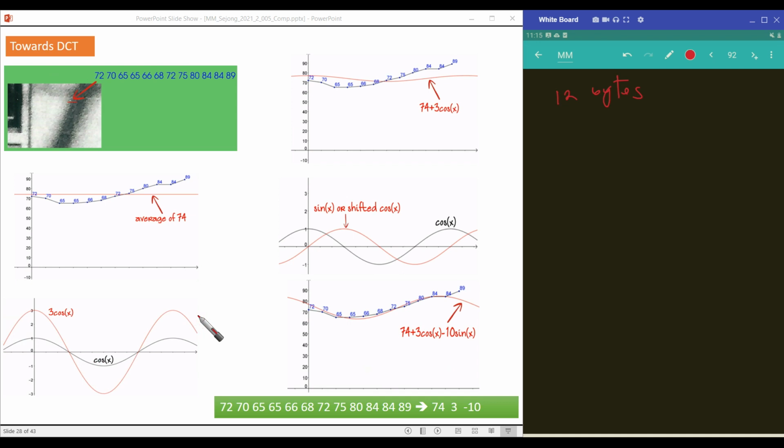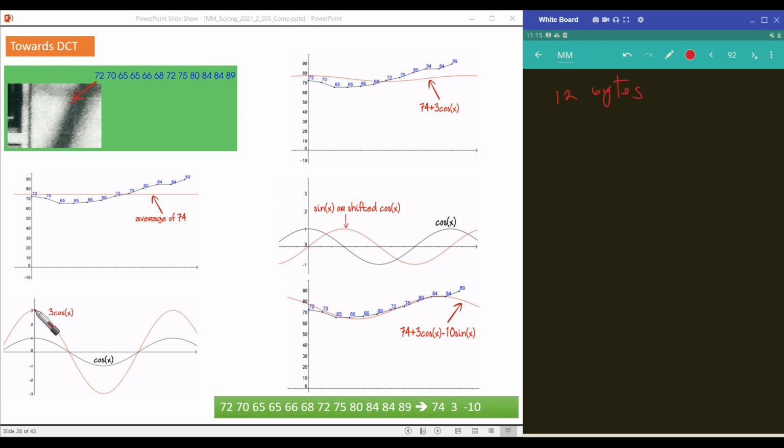Now how about if we just add up this 3 cos x with this 74? So this 3 cos x was basically oscillating around this 0 line, right? And now, if we oscillate around this average line, it will look like this one, you see. So our red line was 74, and now this red line is oscillating around this 74 because we just add up this 3 cos x.